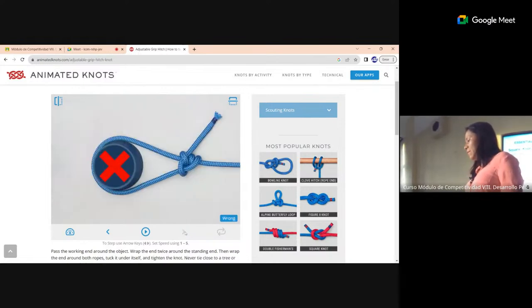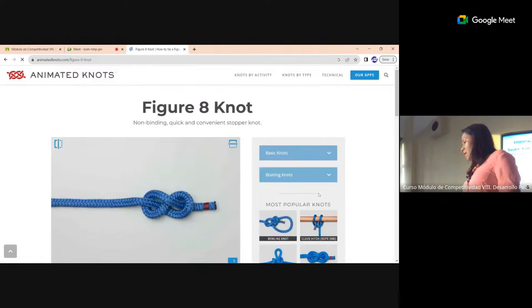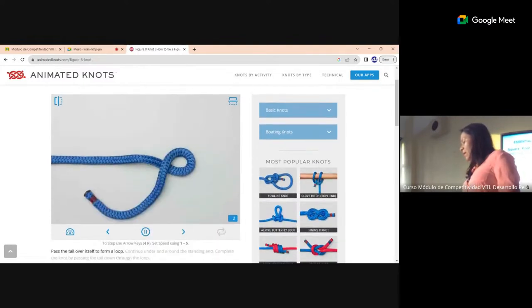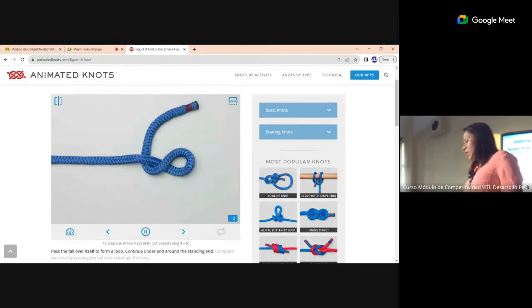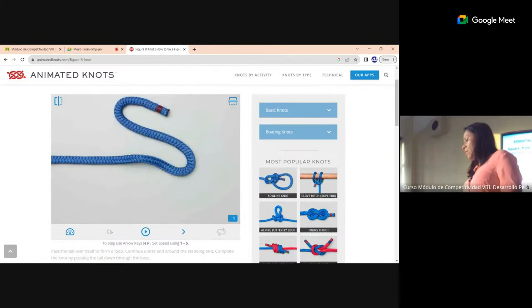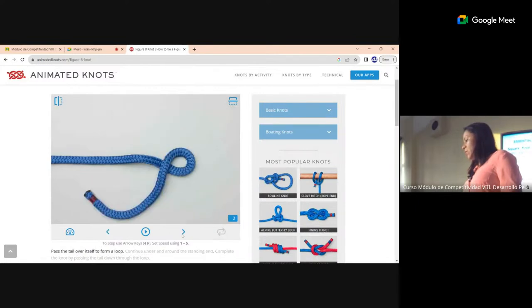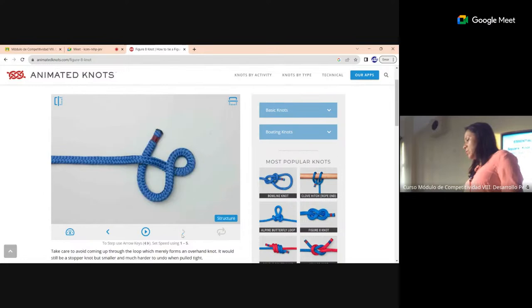Okay, so now we have another one. Let's see this. This is another type of knot that we have. And in here you're going to see how to make it. You know how important it is, and in here you're going to find the technique on how to make it.